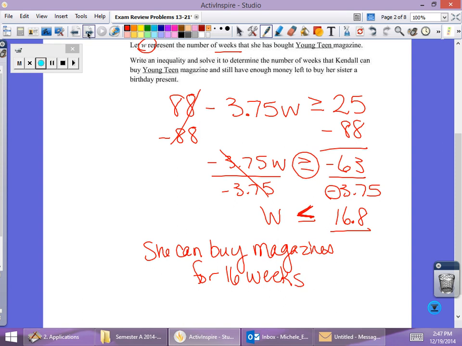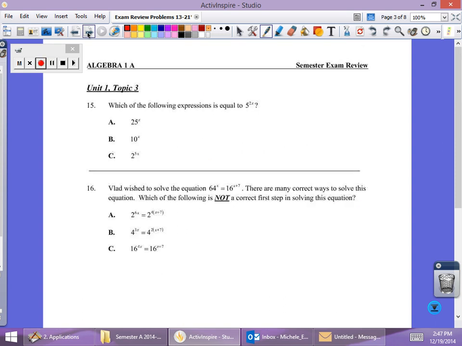Let's go on to page 11, starting with problem 15. Which of the following expressions is equal to 5 to the 2x power? Well, let's start with A. Let's take the 25 to the x power. First, I'm going to rewrite 25. 25 I know can be written with a base of 5, and 5 squared is equivalent to 25.